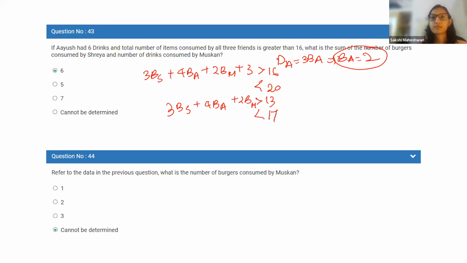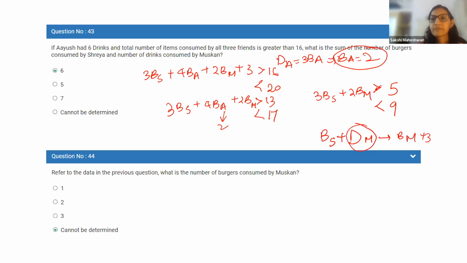Just 2BM. We already have the value of BA as 2. I'll just put this down. So 3BS plus 2BM will have to be greater than 4 into 2, 8. So 13 minus 8 is 5 and 17 minus 8 is 9. Okay. Now we need to identify the sum of the number of burgers consumed by Shreya, BS, and the number of drinks consumed by Muskan. So this is BM plus 3.